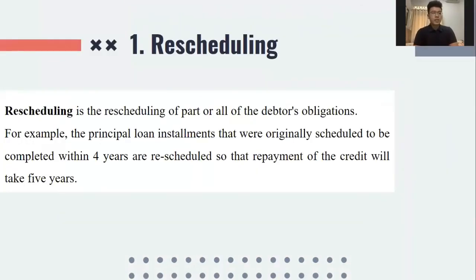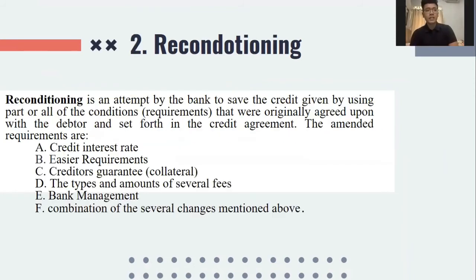So, rescheduling is the rescheduling of part or all of the debtor's obligations. For example, the principal loan installments that were originally scheduled to be completed within 4 years are rescheduled so that repayment of the credit will take 5 years. The second one is reconditioning. Reconditioning is an attempt by the bank to save the credit given by changing part or all of the conditions that were originally agreed upon with the debtor and set forth in the credit agreement.